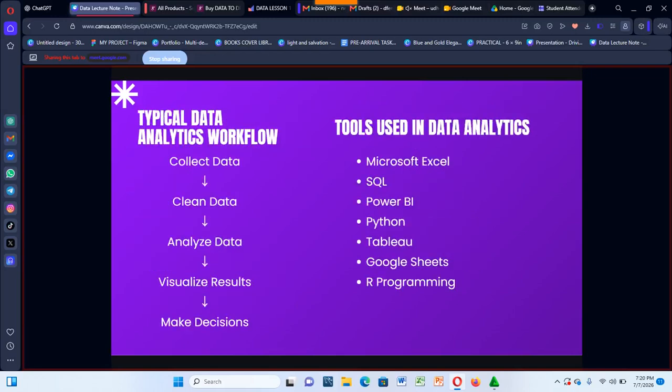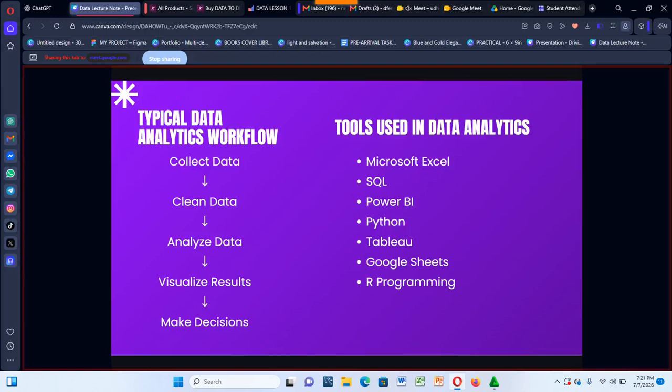we have the typical data analytics workflow. In any profession, there is always a workflow, how they work and operate. In data analytics, you want to analyze data, and there is also a workflow for that. If your data is primary data, not secondary, you collect the data, and once you are done collecting, you clean the data up, and after cleaning it up, you analyze the data, and after analyzing, you visualize your results and you make your decision.